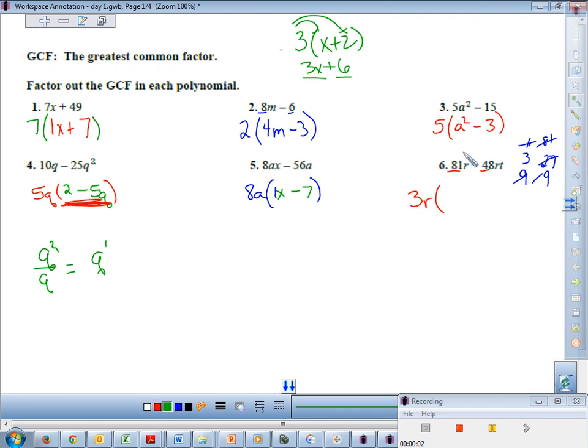Now, divide. 81 divided by 3 is 27, and r divided by r cancels each other out. 3 goes into 48 16 times. R's cancel, and there's a t left over. And you can see that what's inside the parentheses is prime. So we have factored out the GCF, the greatest common factor.